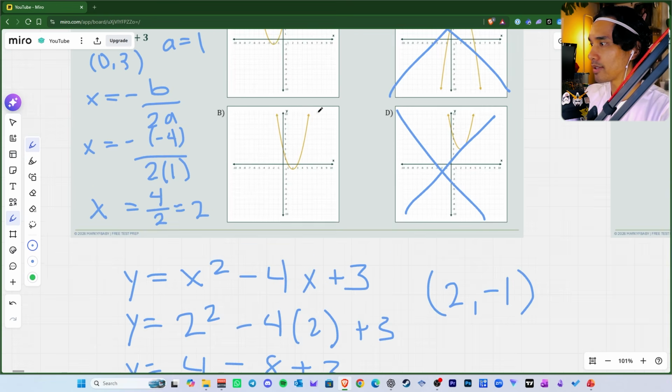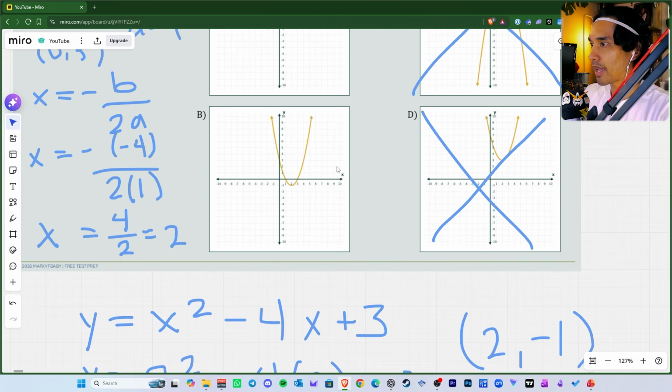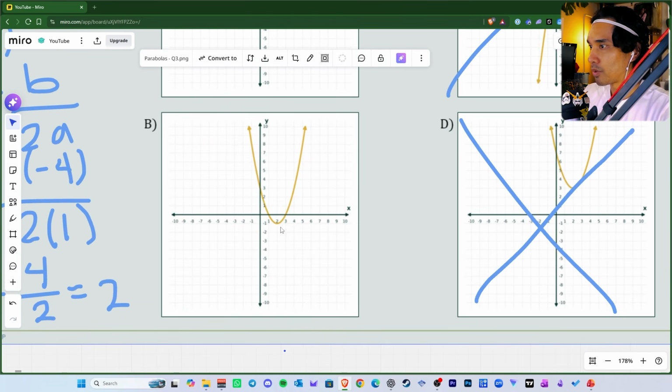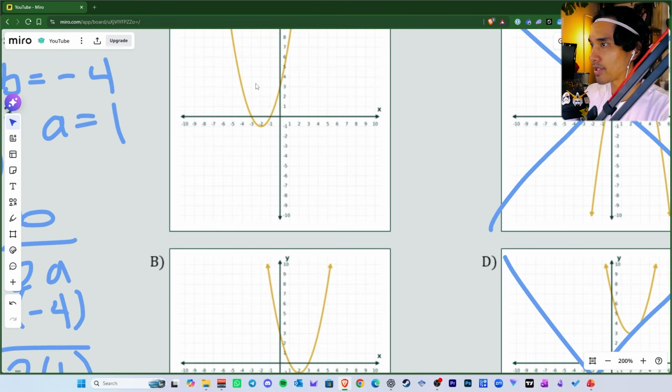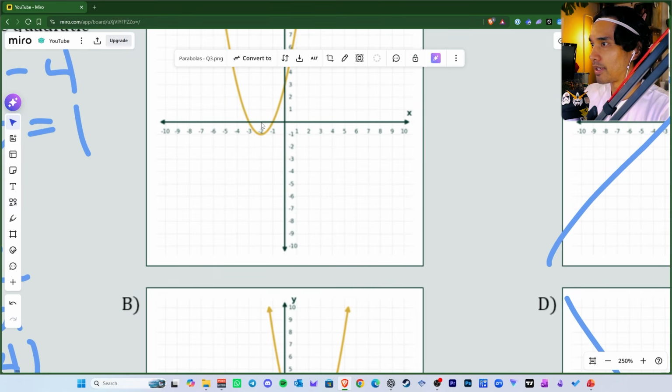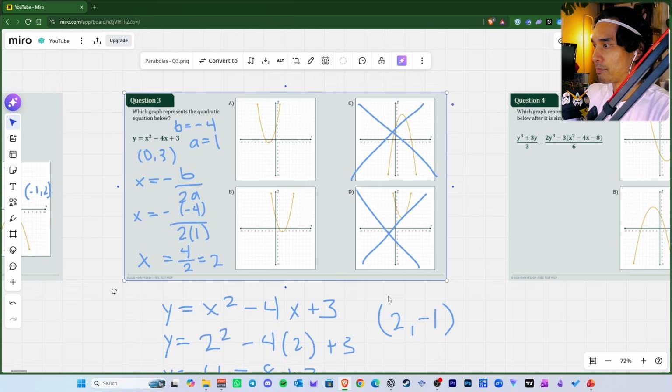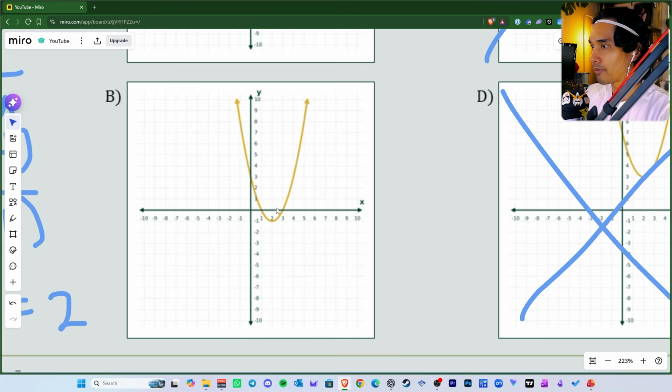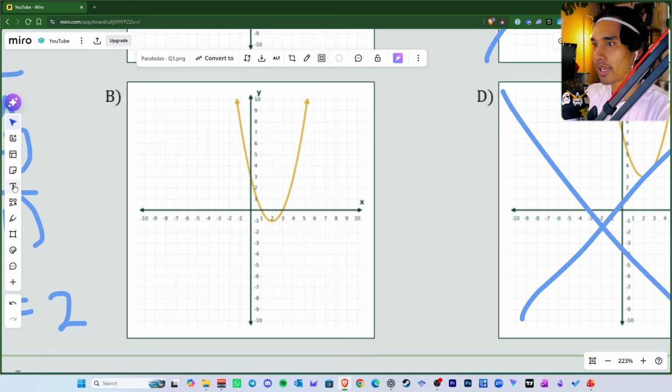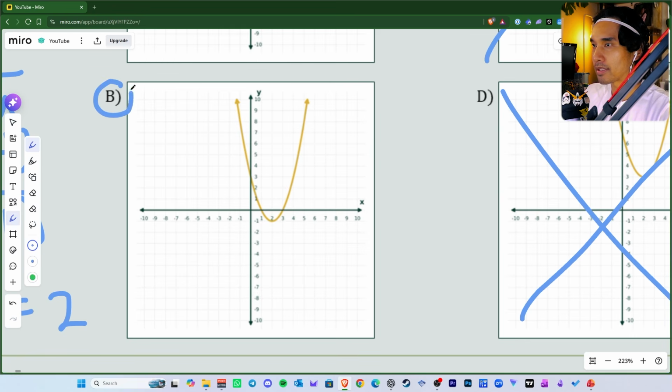And let's go ahead and look at our answer choices. So I have right here, what is this? This is 2 right here, and then negative 1. This matches. B is the correct answer, but for the sake of the video, let's go ahead and look at answer choice A. So I have here negative 2, negative 1 as the vertex, but we want 2, negative 1. And that confirms that B is the correct answer. So folks, B is the correct answer.